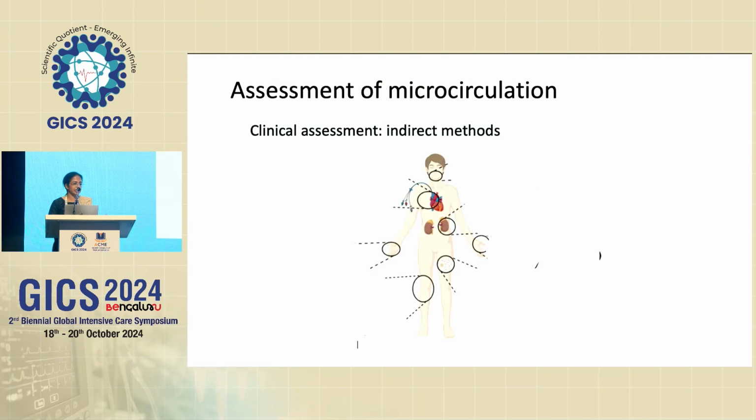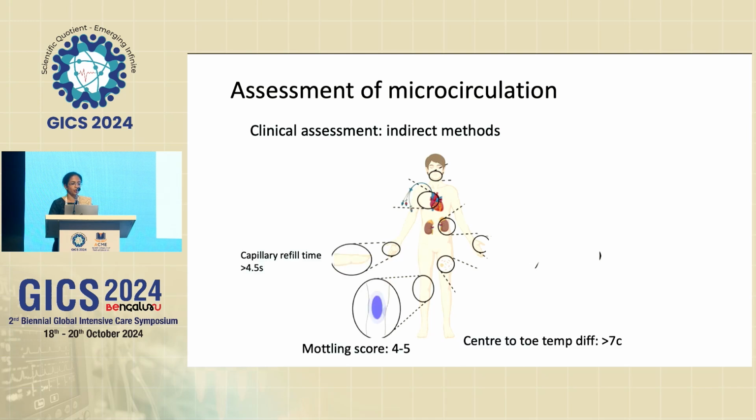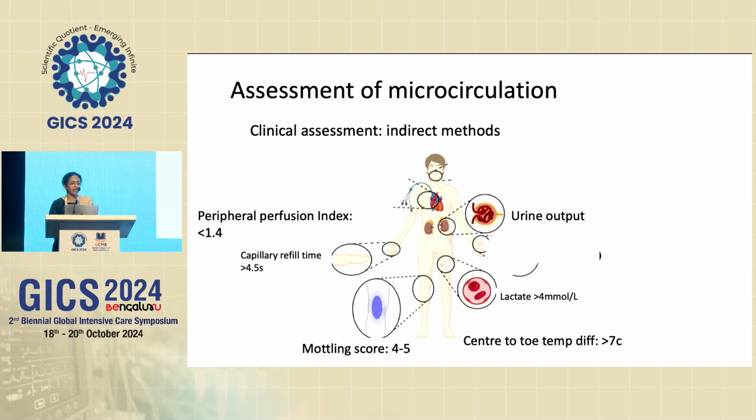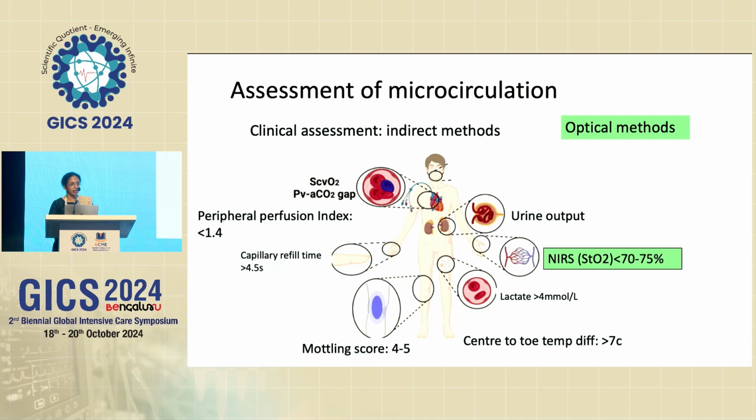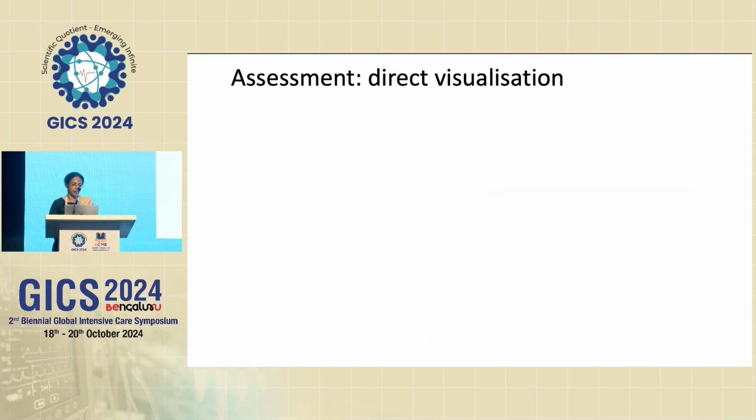We all know that the skin is a very important organ that we should look at in any patient coming with circulatory shock. The capillary refill time, the mottling score, the temperature difference between center and toe, peripheral perfusion indices, urine output, lactates, the central venous oxygen levels, the venous to arterial CO2 gap, and further the optical methods like near-infrared spectroscopy, and then visualizing the sublingual microscopy.